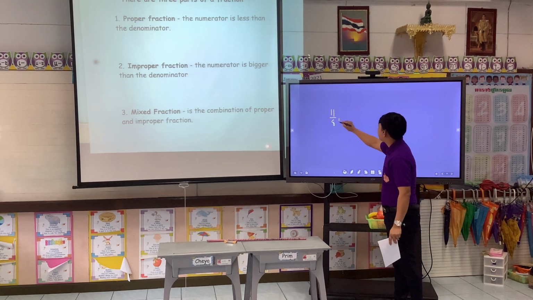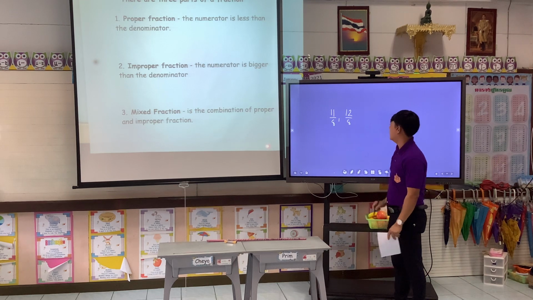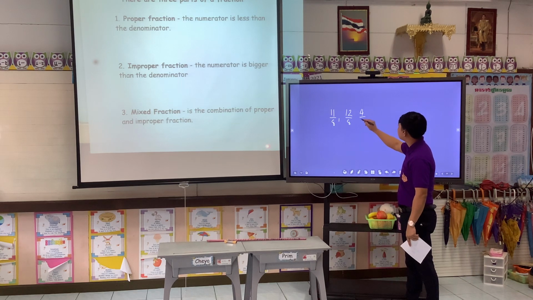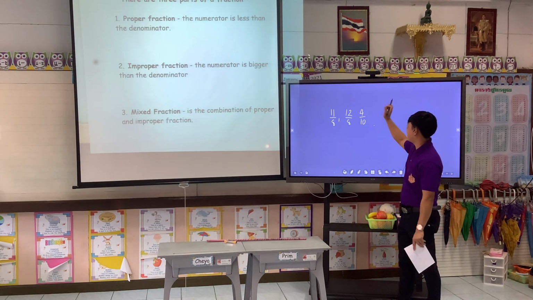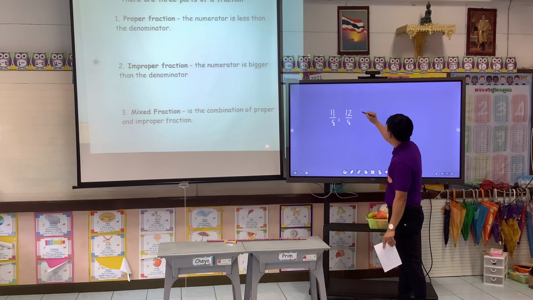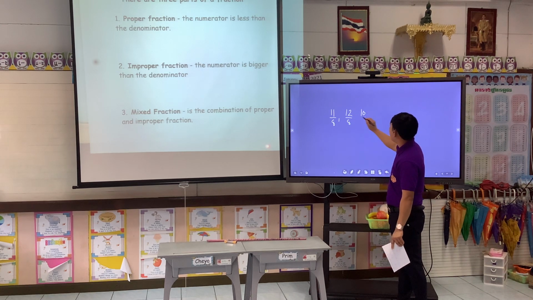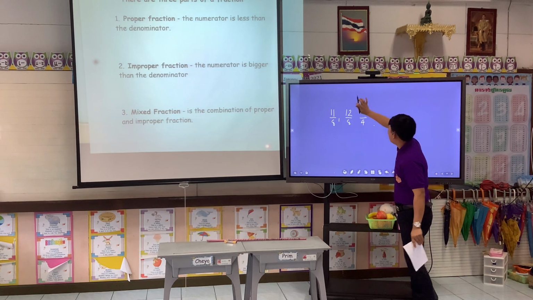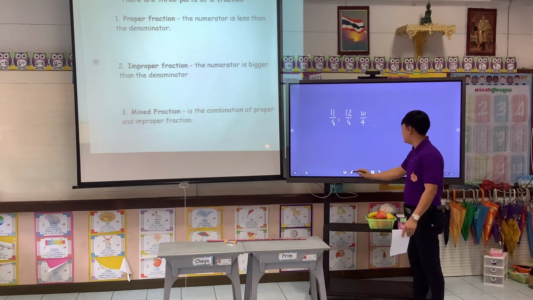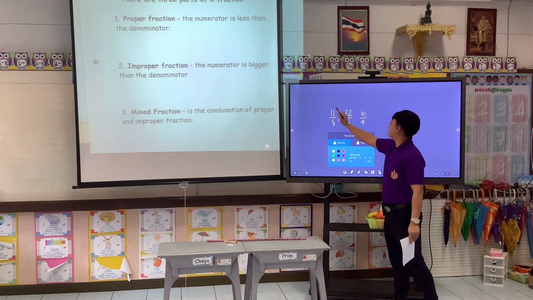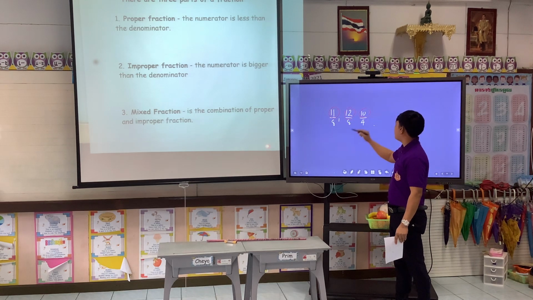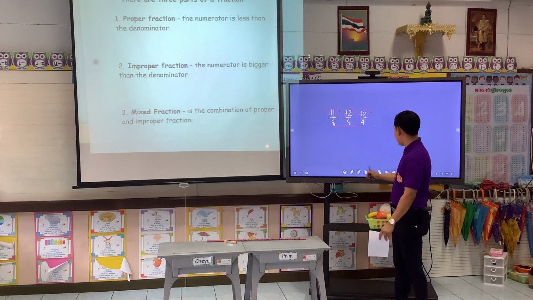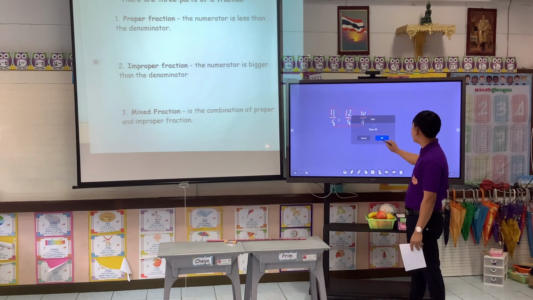What else? For example, 12/8, the same thing. And the last example is 10/4. This is an example of an improper fraction. It means the numerator is bigger than the denominator. Do you understand? Okay, next, the last type of fraction.